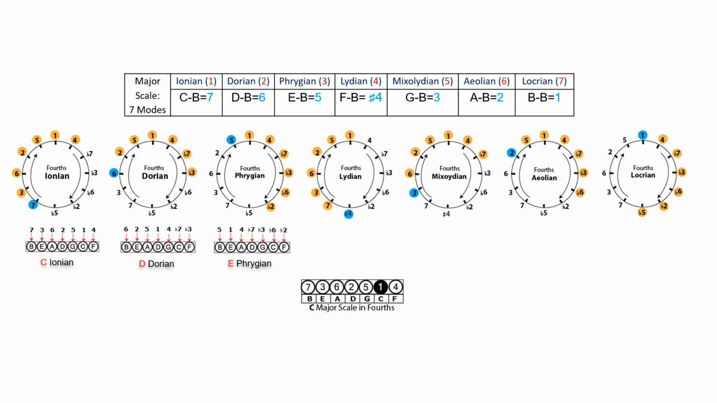In E Phrygian, E to B is a perfect fifth. Therefore, the Phrygian mode in fourths starts with the scale degree 5. We can use the same logic to figure out the remaining modes.